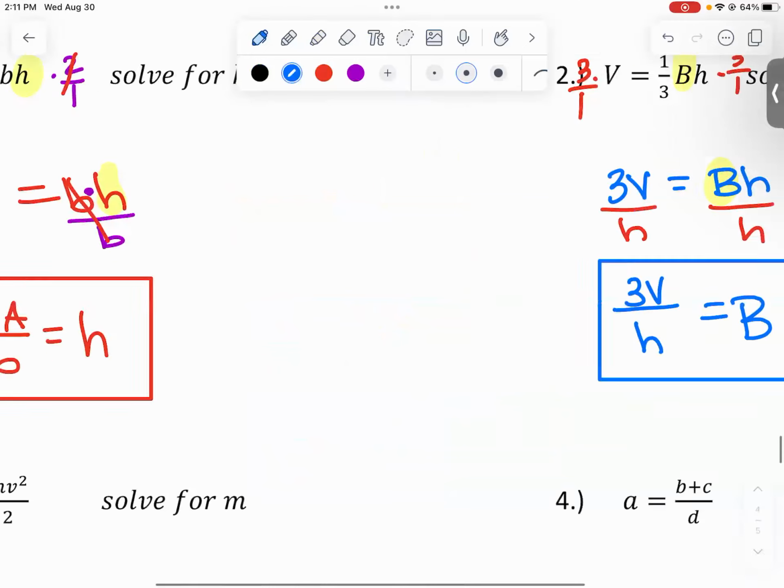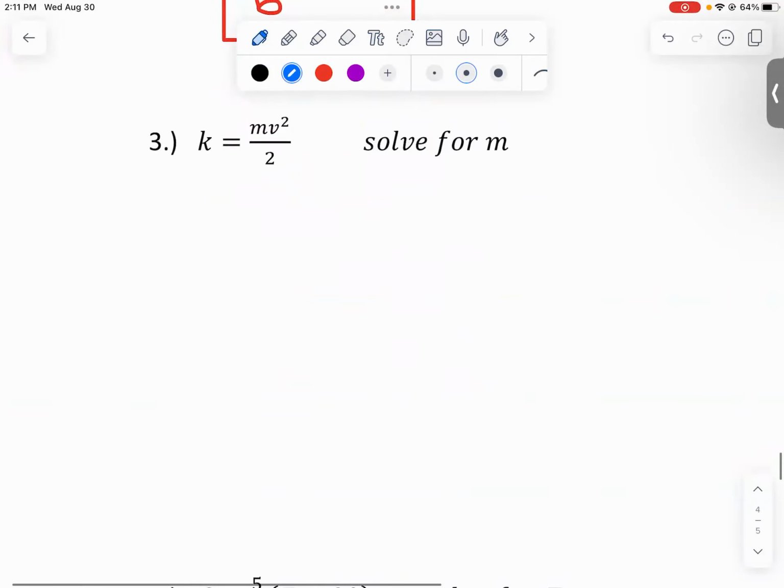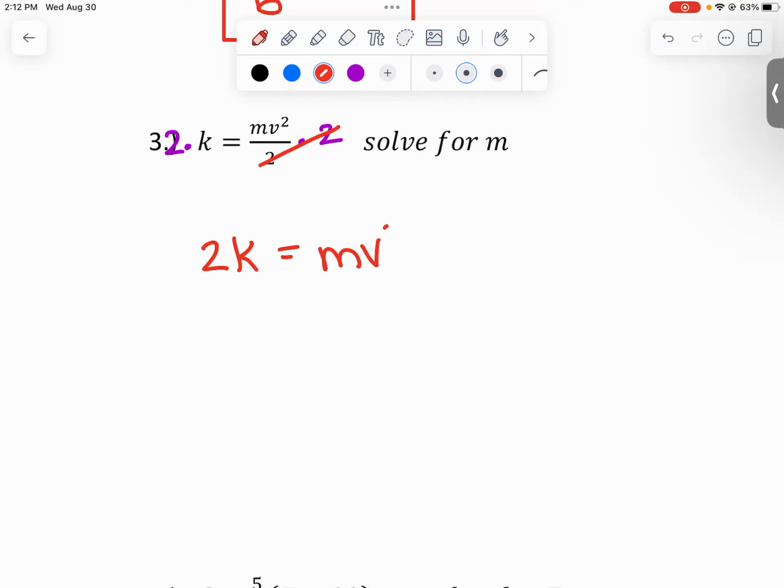All right, let's go over here to number 3. Number 3 and number 4, it looks like the right side is a big fraction. That's okay. If we have the entire side as a fraction, in order to undo that fraction, what can we do? Yeah, we can multiply by whatever that denominator is. So in this case, we're going to multiply both sides by 2. And look at this, boom, that goes away. And we have 2k equals mv squared.